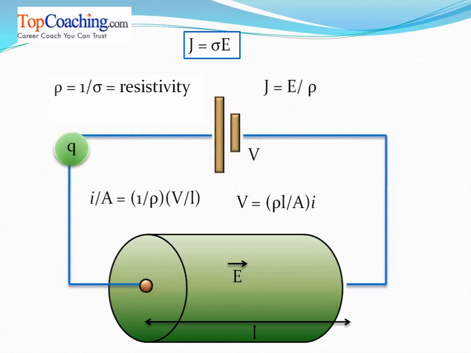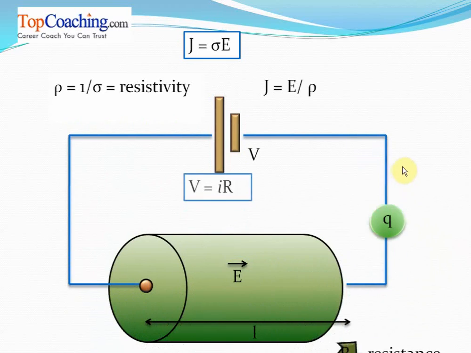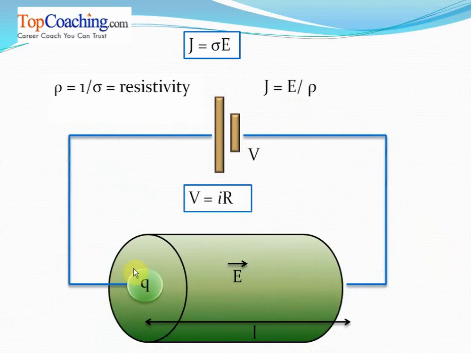This term rho L by A is called resistance, and it is given a symbol capital R. So basically, rho L by A can be replaced by capital R. And therefore, we can say that V equal to IR. V is the potential difference across the conductor, I is the current flowing across the conductor, and R is the net resistance offered by the conductor to current flow.